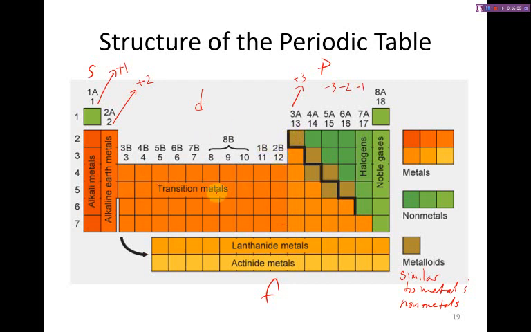So by understanding the electronic structure, how many electrons there are, how many valence electrons there are, we can then predict how an element will react. And that's the whole point of understanding the periodic table, is to be able to know how things are going to interact.